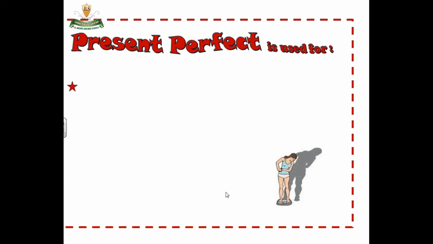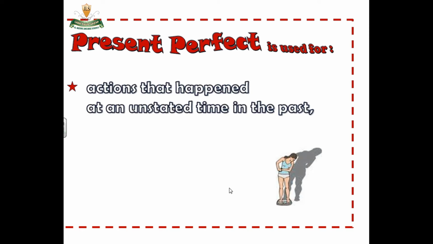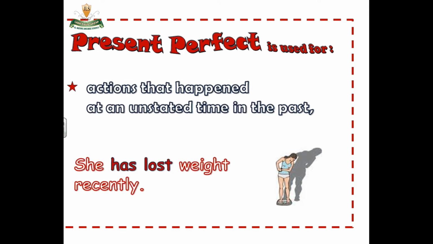Present perfect is used for actions that happened at an unstated time in the past. Okay, unstated time in the past. She has lost weight recently. When? I don't know. When in the past? I don't know. But she already has lost weight.